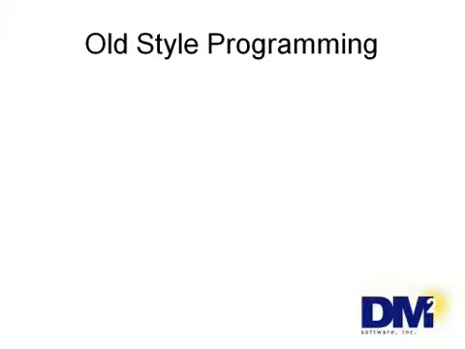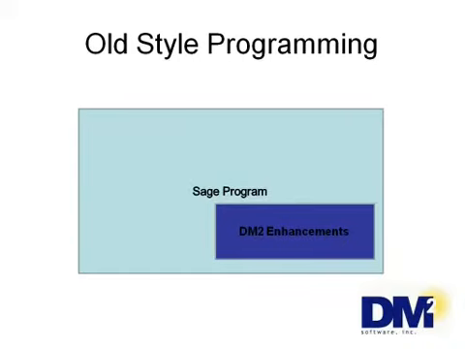First of all, how is software written if you don't use the OOPS standard? And this is the way DM2 has been doing this for 20 years. Basically, you have a Sage program that Sage has developed, and then we open that program up and add our enhancements inside the program. So you can see that we have the Sage program and then the DM2 enhancements within the Sage program. That relationship provides some real value.